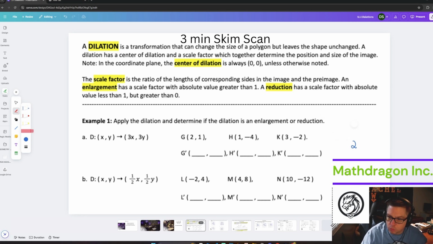So we're first off working with dilations, and then trying to figure out how this connects to our similar figures. So what we're going to do is apply the dilation, and determine if the dilation is an enlargement or a reduction. So when we go from x, y and it becomes 3x, 3y, that is an enlargement. We are getting bigger, and we should be getting 3 times as big. Now, when you look at this one where it's only a half, that's what we call a reduction.